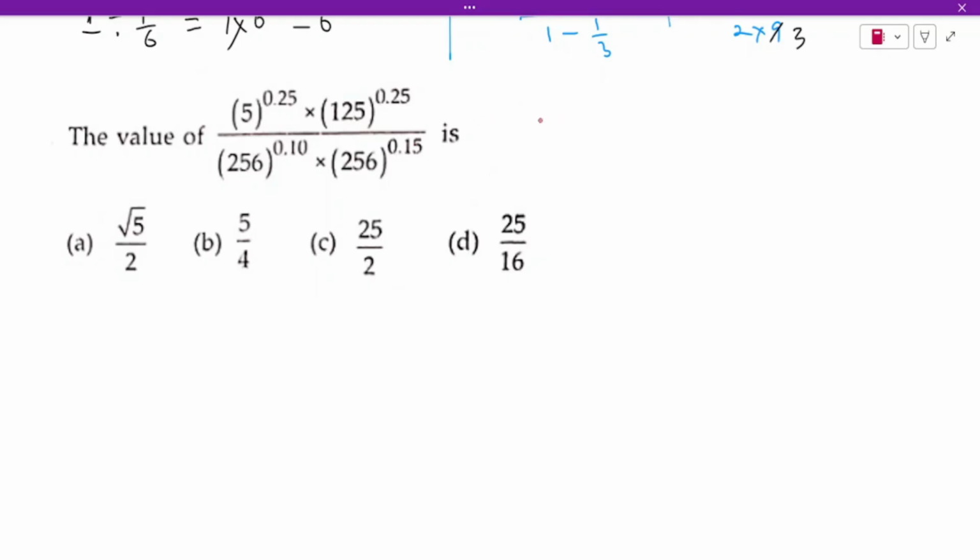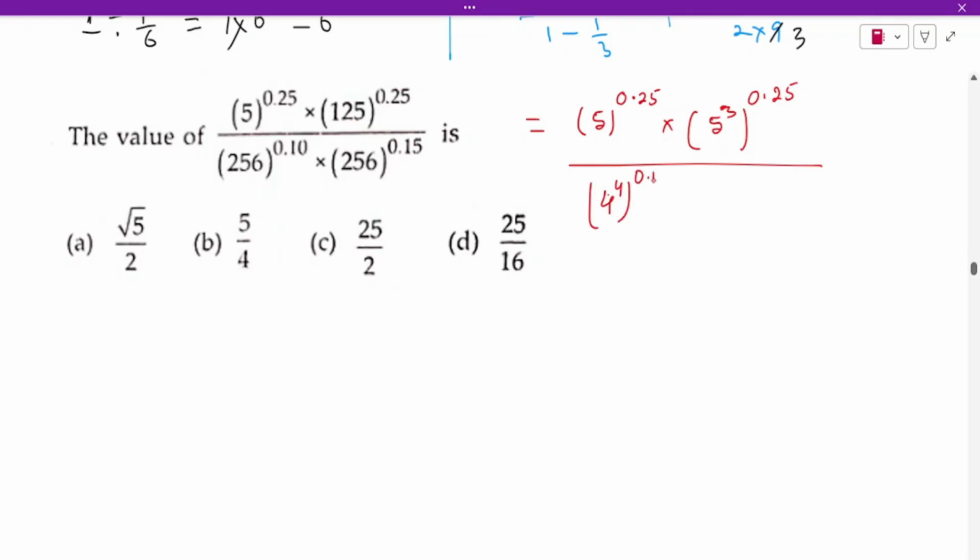So we can write this as 5 to the power of 0.25 multiplied by 125, which can be written as 5 to the power of 3 and the whole to the power of 0.25, divided by 256. So 256 is 4 to the power of 4. So that can be written as 4 to the power of 4 and the whole to the power 0.10.